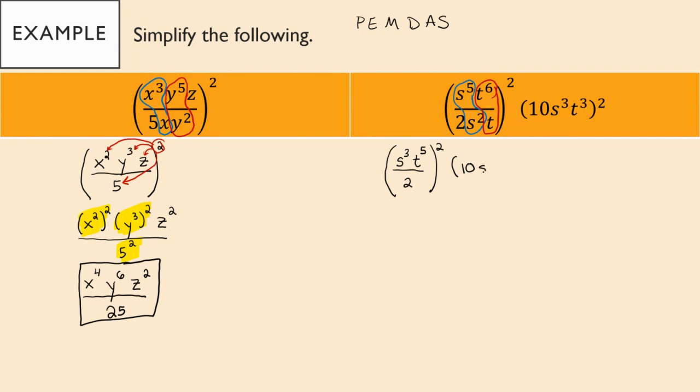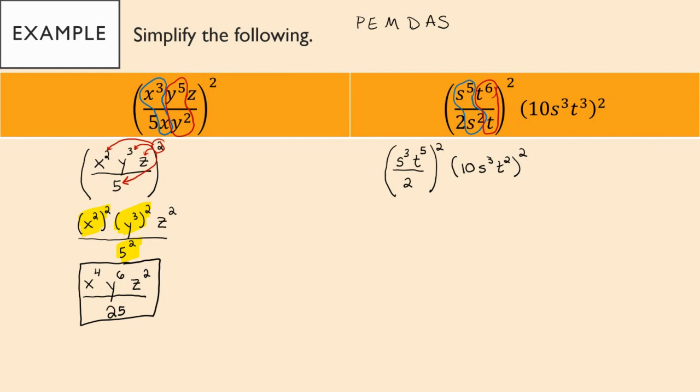And then I've got this other thing hanging out here. The 10s cubed t squared, that whole thing squared. So that's the parentheses step.